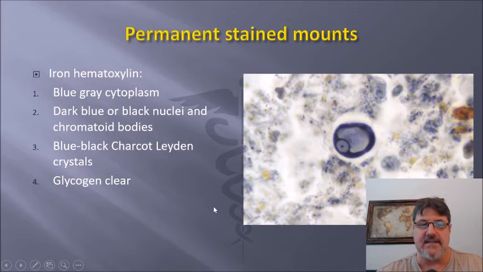Iron hematoxylin is a darker type of stain. You see a blue-gray cytoplasm, and dark blue or black nuclei and chromatoid bodies. If there are charcoal-laden crystals, again, they are blue-black. And in the case of this parasite here, another Iodamoeba, the glycogen does not pick up the stain, so it should be clear.